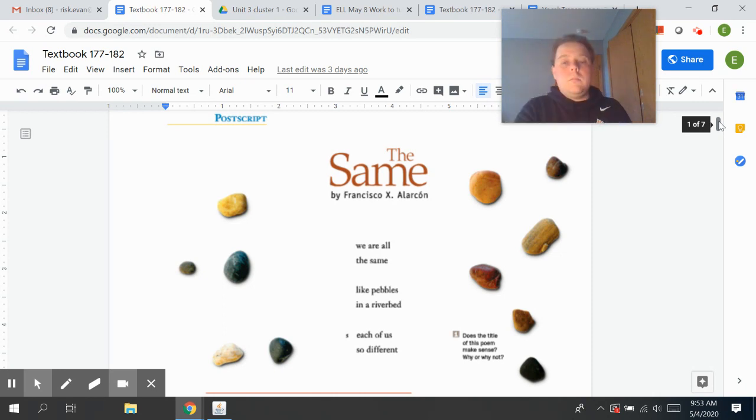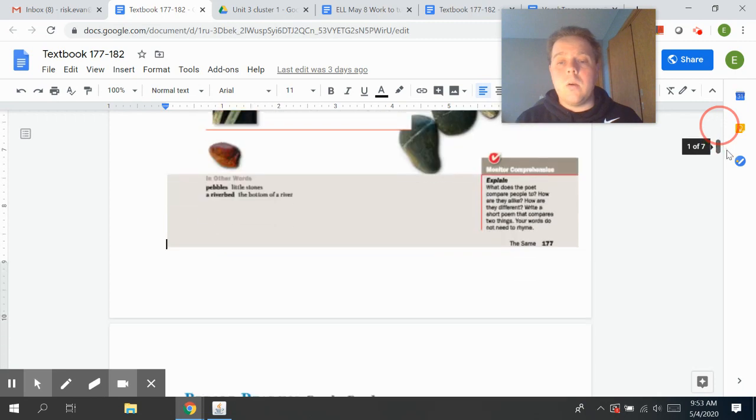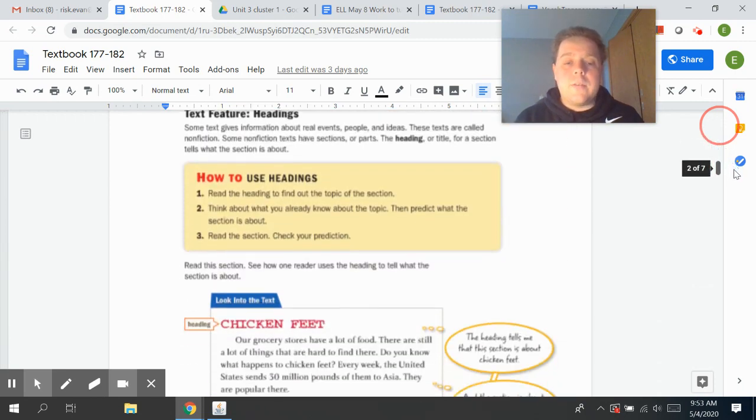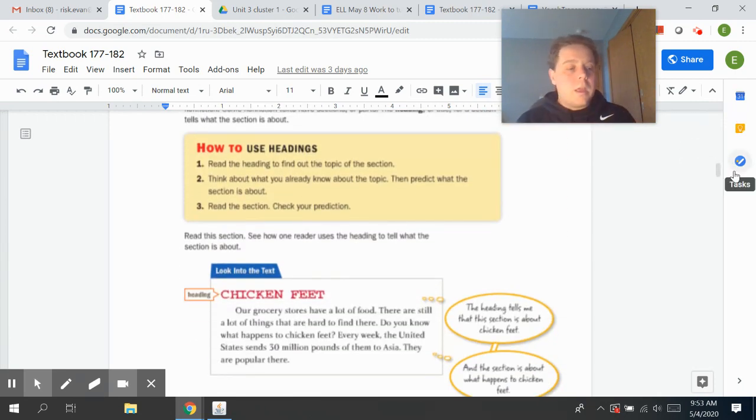So we are all the same, like pebbles in a riverbed. So these are pebbles, right? These are small rocks. These are pebbles. Each of us so different. So this says we're all the same, but also we're all different, right? Last week we talked about how we have things that make us the same, and at the same time we have lots of things that make us pretty different.